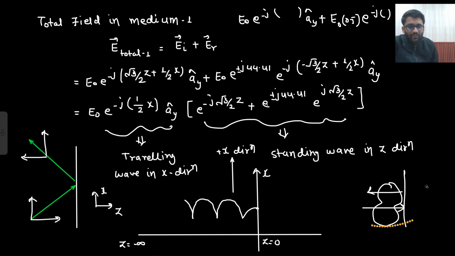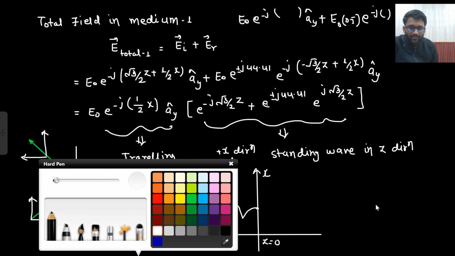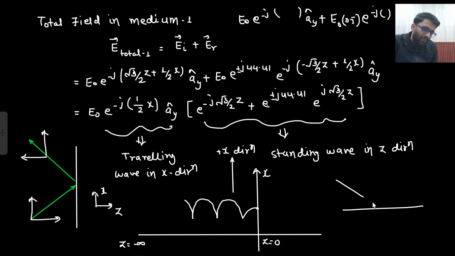If I ask you another question here, just a small question I want to ask. Let's just say this is my boundary, and this is how my incident wave is coming, and this is how my reflected wave will be. Now tell me in which direction you will get the standing wave, and in which direction you will get the traveling wave. This is my media interface, and this is how it is reflected back.